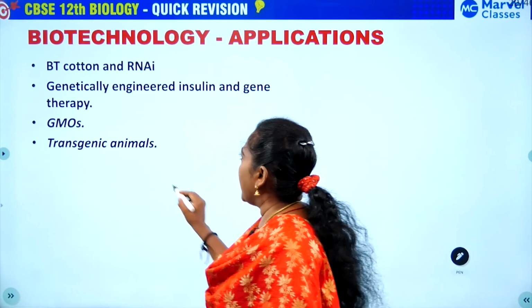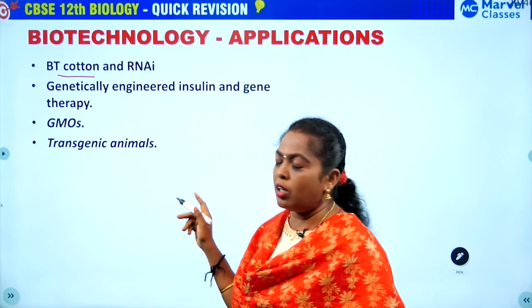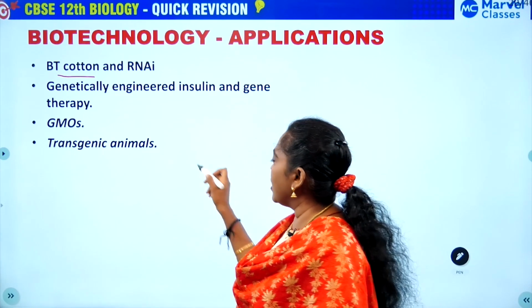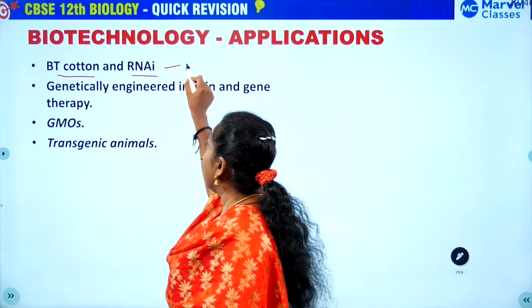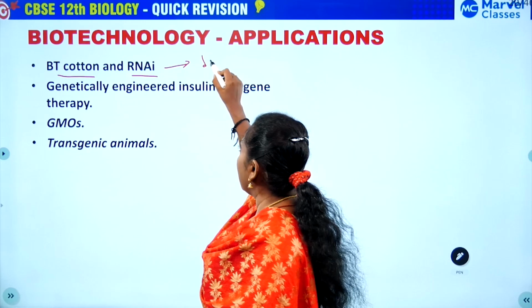Then the next chapter is biotechnology applications. Here, Bt cotton, Bacillus thuringiensis. You should know about Bt cotton. Then RNA interference, silencing the mRNA, which is double stranded, by making it dsRNA.